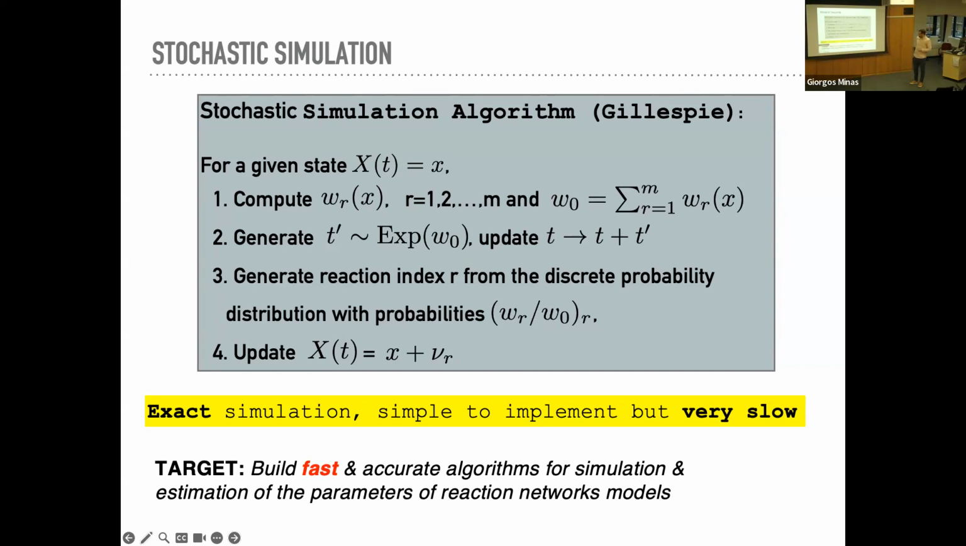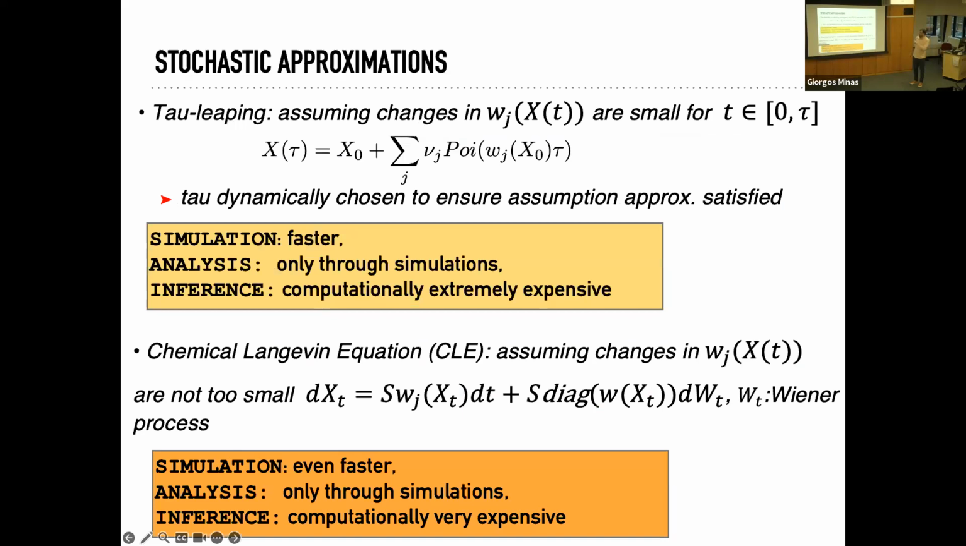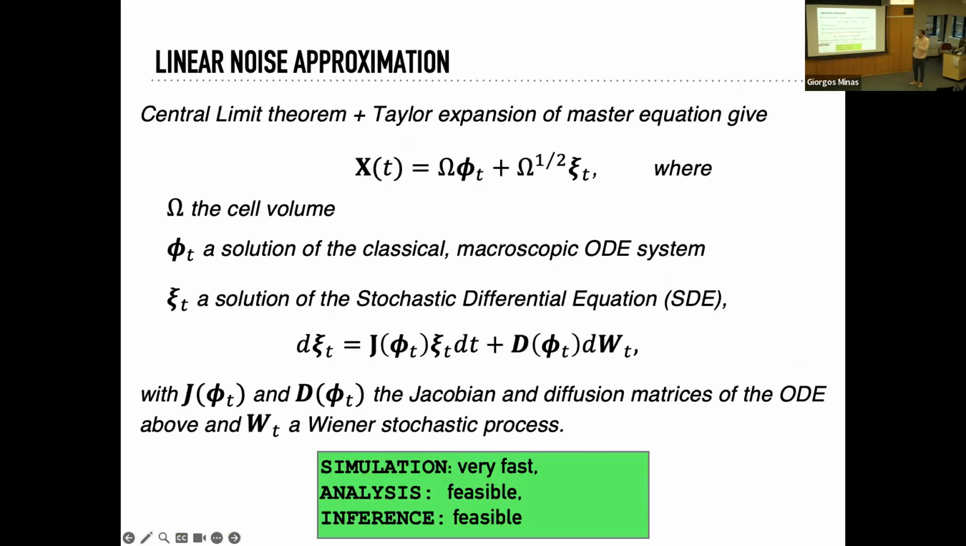So there's a bunch of them. I'm going to skip some of them to save some time, and I'm going to focus on this one called the linear noise approximation. The general idea is that you get it using central limit theorems and Taylor expansions on the master equation, and you end up with this fairly simple form. So the state of the system is a linear combination of two things.